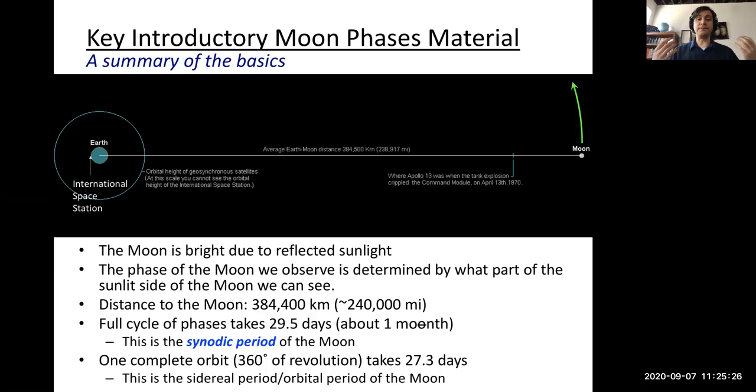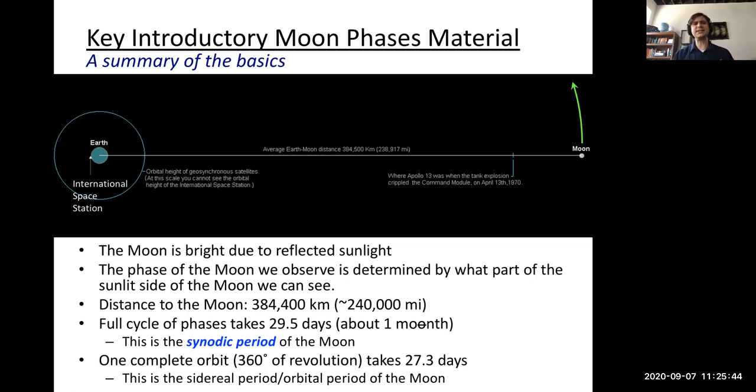And the phase of the moon that we see is really what portion of the daylit side we see compared to what portion of the night side we see of the moon. If we see all the day side, we see a full moon. If we see all the night side, we see a new moon. And hopefully that'll become apparent as I go through this video.